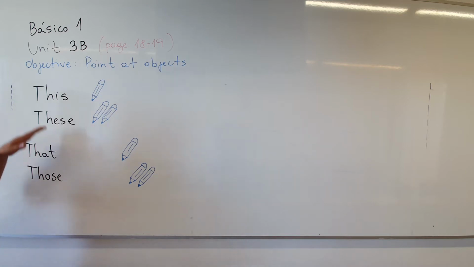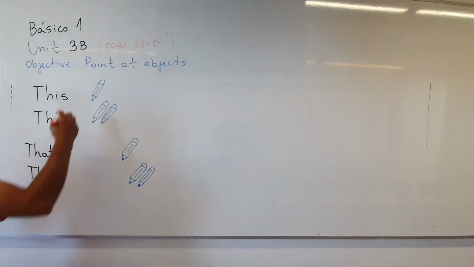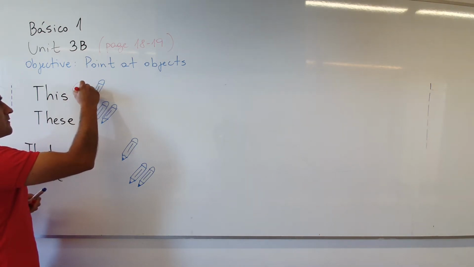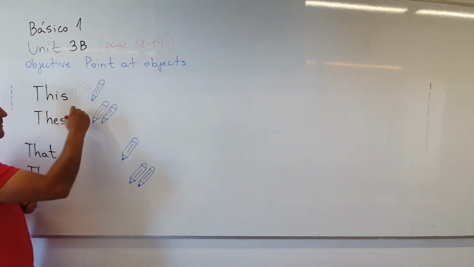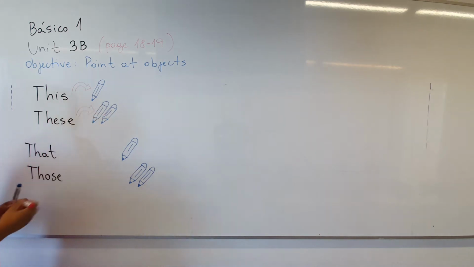For example, in this case we have this and we have these. What's the difference? Singular, plural, okay. But what do they have in common? That they are near. For example, when you say this pencil, and we say these pencils. I'm going to write it here.